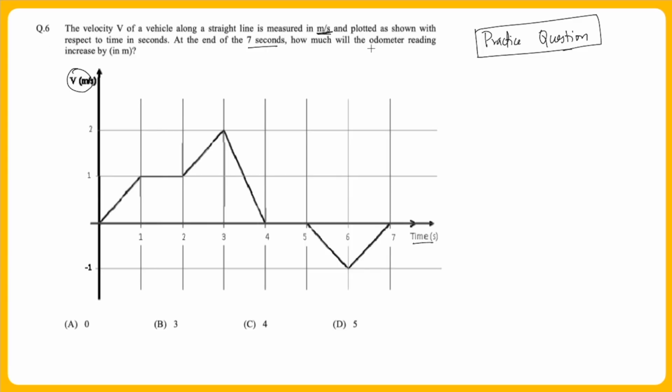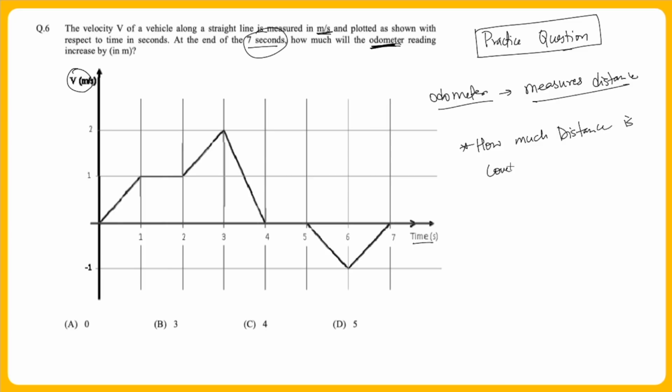Okay, so what is going to be the reading of the odometer? What does this odometer do? If you know what an odometer does, it becomes very simple for you. An odometer is basically a device which measures distance. So what you have to tell is what the odometer reading is after the end of 7 seconds, or basically how much distance is covered. That's the thing they are asking. So try to do it. The velocity-time graph is given, try to find out the distance which is covered.